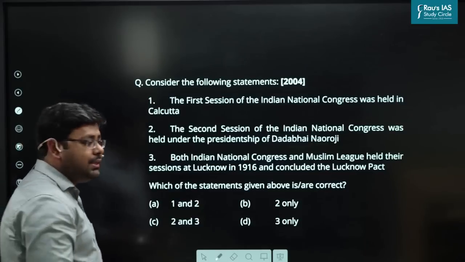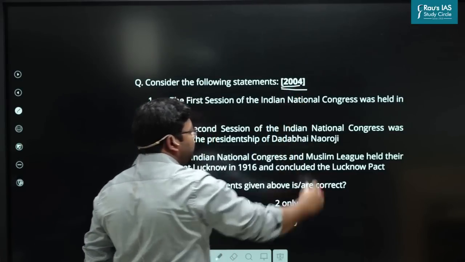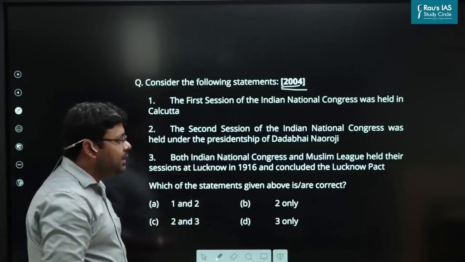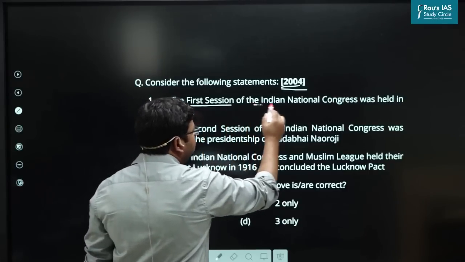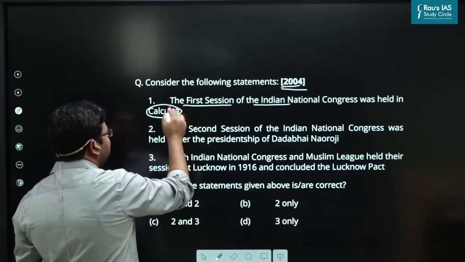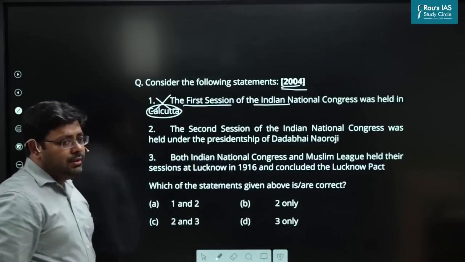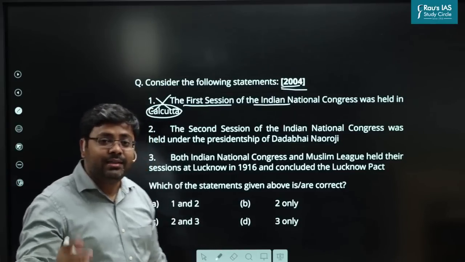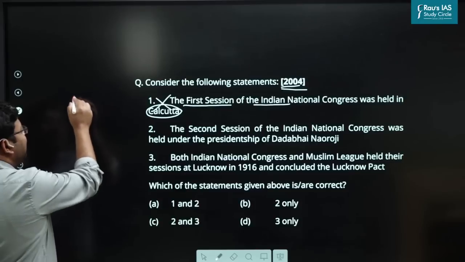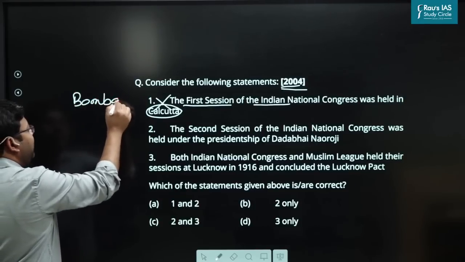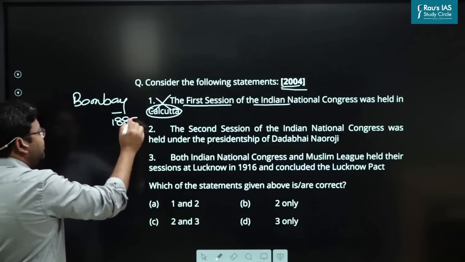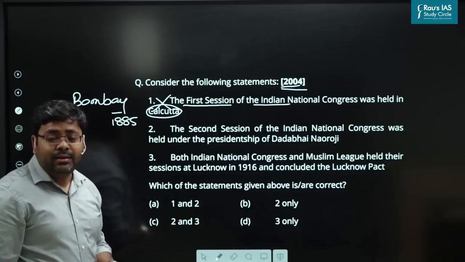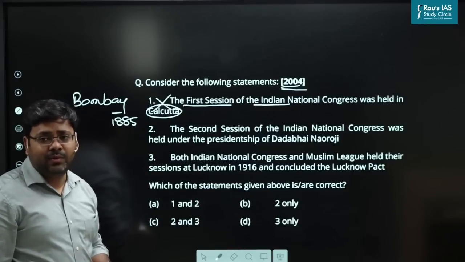The next question is a 2004 UPSC question. We have to figure out the correct statements. The first statement says that the first session of Indian National Congress was held in Calcutta. This is wrong. In the first session of the History Simplified series, we discussed that the first session of Congress was held in Bombay in 1885. And this was held in Gokul Das Tejpal Sanskrit College.